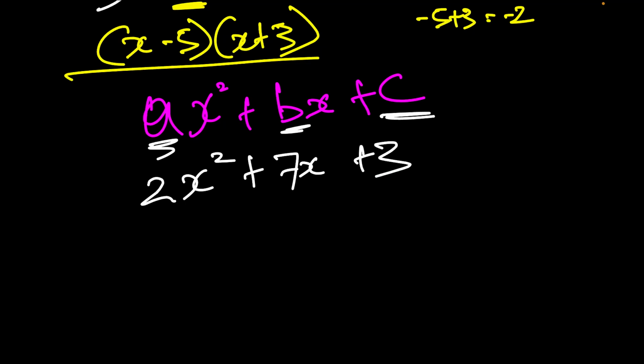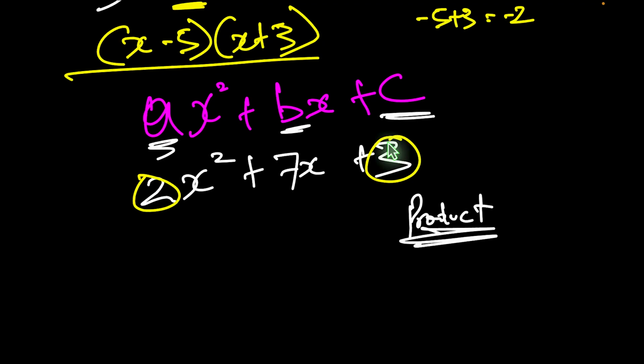So all we have to do now to find out what our product is meant to be, we need to just first of all multiply the a value and the b value. So now we need two numbers that when we multiply them, they give us 6. So why 6? Because 2 times 3. So we just multiply the a value and the b value in this instance. So two numbers now that when we multiply them, we get 6, and when we add them, we get 7.